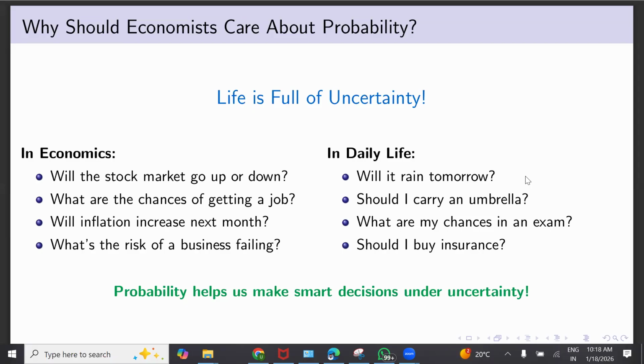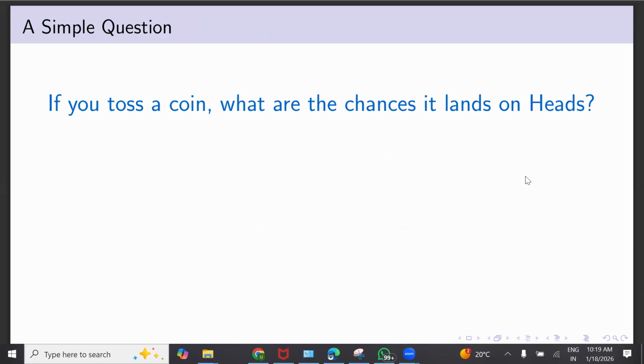If you don't know probability, what will happen? Obviously you cannot make smart decisions. It will help you get smart decisions. Now we'll start with a simple question: if you toss a coin, what are the chances it lands on heads?